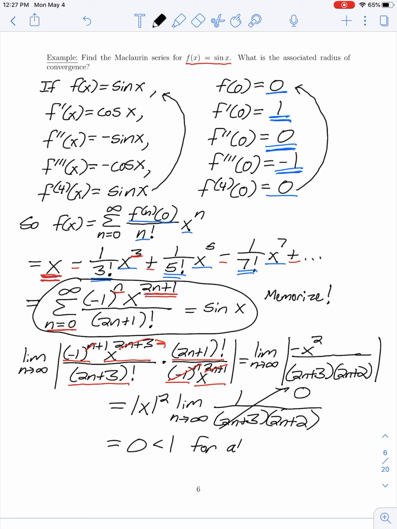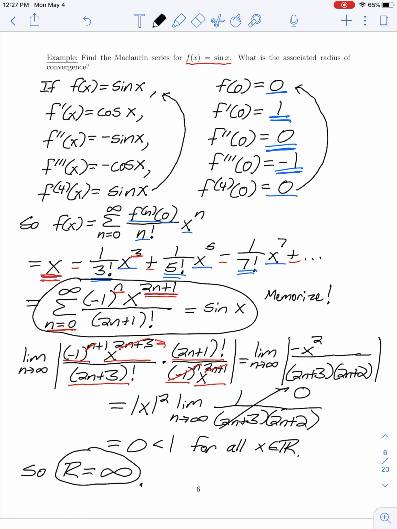Again, that holds for all values of x which are real numbers. So our radius of convergence for this Maclaurin series is again infinite. So that means that the sine function, sine of x, can be represented by this power series that we found for every value of x.